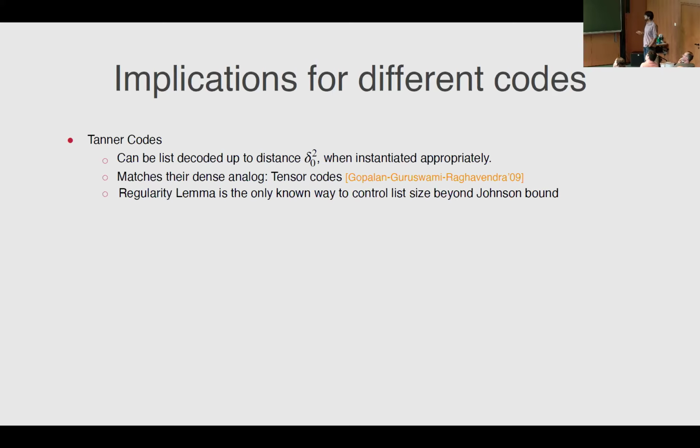And here, the regularity lemma is the only known way to control list size beyond Johnson. Without that, we don't even know how to combinatorially say anything beyond the Johnson bound. For AEL codes, what we talked about was list decoding. You can also use list recovery, because all we cared about was a list size bound for the local code. And we can do all of this in near linear time.